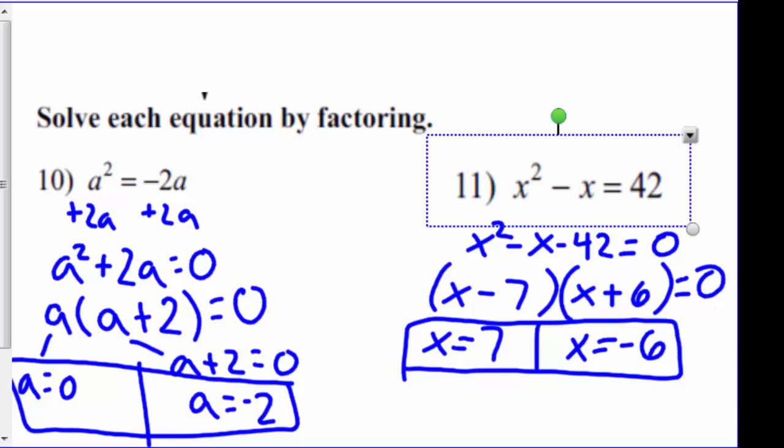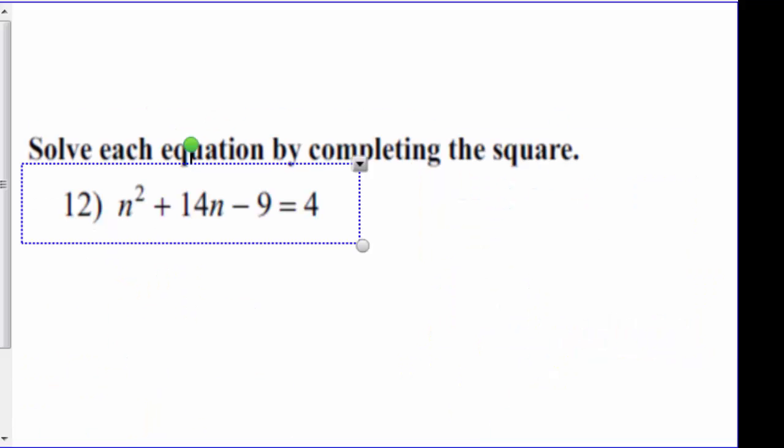So our next solution, we are going to use completing the square. So we want to get the c to the other side, so we just have n squared plus 14n on one side. So now we take half of 14, which is 7, then square it. It's 49. That's the number we need to complete the square. So we will add that to both sides.